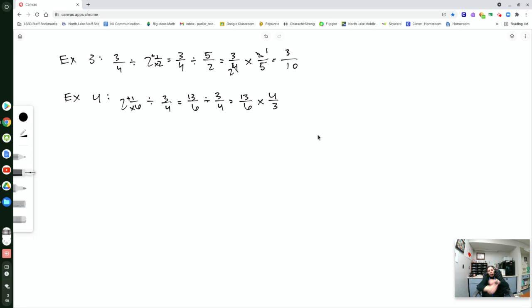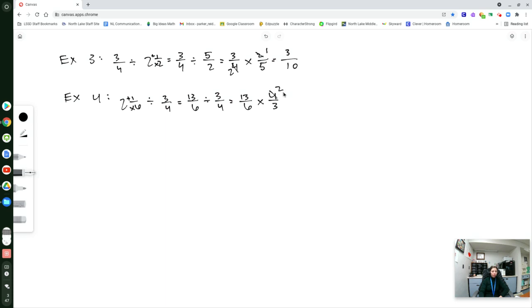Now we're ready to look for cross canceling. This diagonal here, 13 and 3, it's like I'm trying to simplify 13 over 3. Well, there's nothing besides 1 that fits into both of those, so those get left alone. Our other diagonal, we have 4 and 6. It's like we're trying to simplify 4/6. What's the biggest thing that fits into both of those? Well, that would be 2.